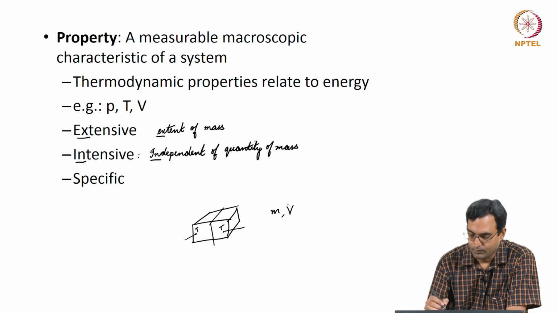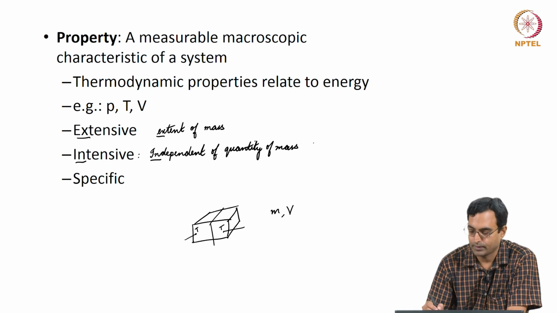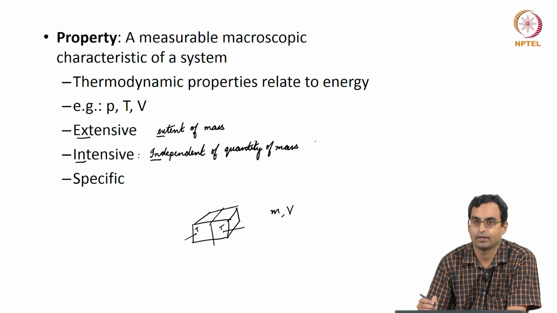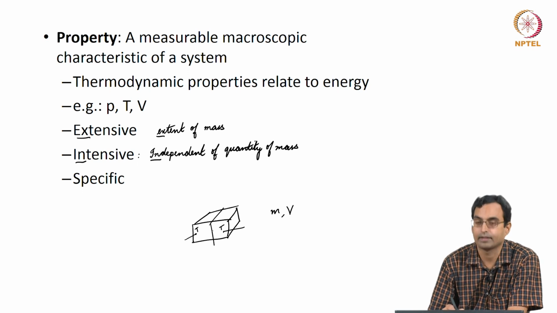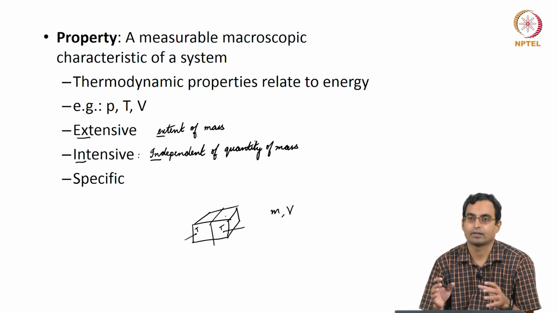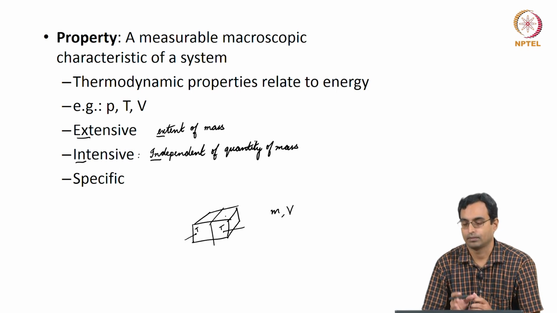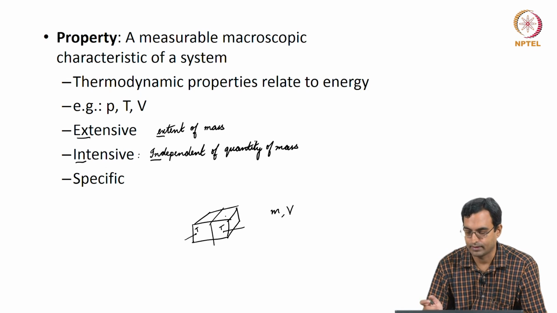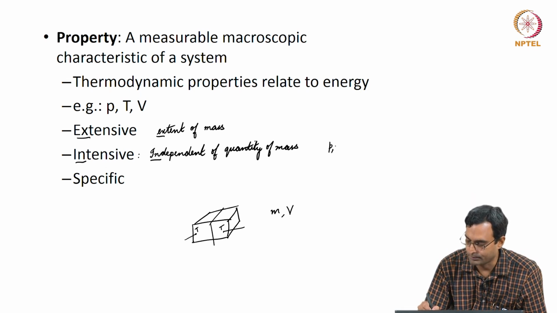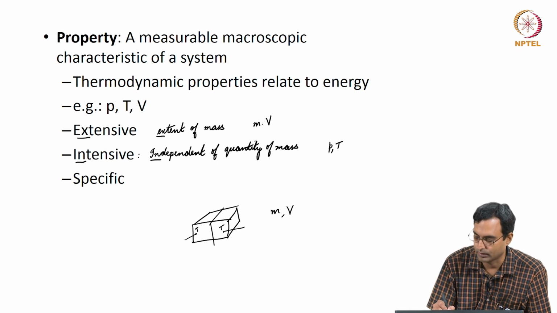So, we have extensive properties like mass, volume and so on. We have intensive properties like temperature. Pressure is also an intensive property. If I measure the pressure at different locations and it was the same, if I cut the box, the pressures would still be the same. So, it is independent of the mass and therefore an intensive property. So, I have for example pressure, temperature here, and volume, mass and so on here.